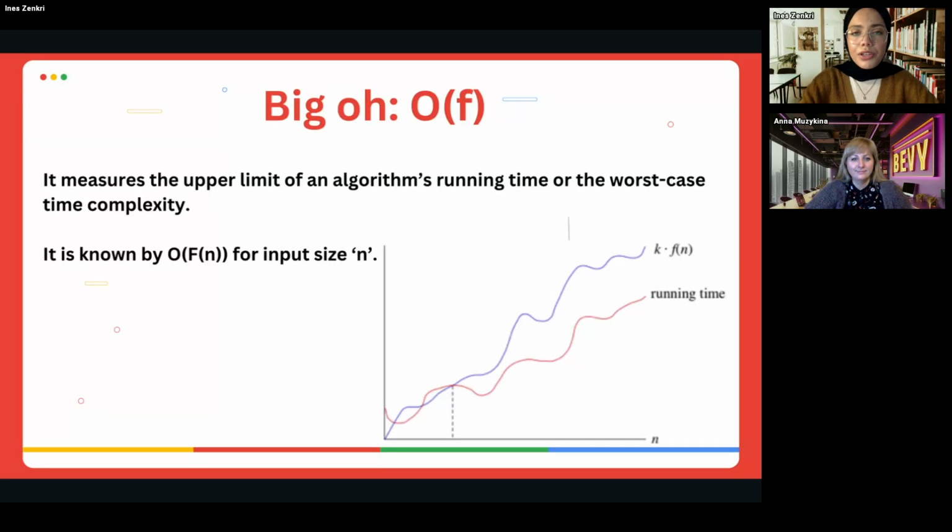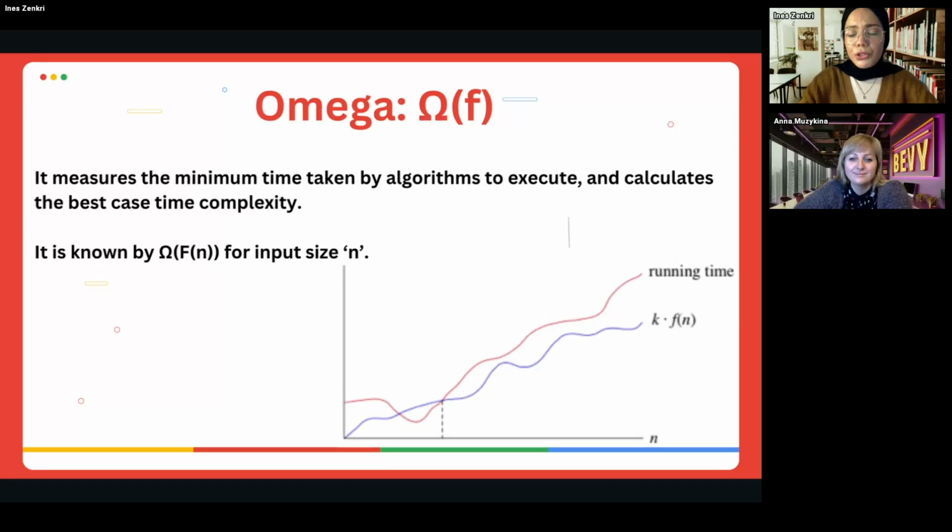The first one is the big O notation, which measures the upper limit of an algorithm. It describes the worst-case scenario of this algorithm, and it's written as O(f(n)). So it's a function of n, and it describes how the runtime scales with the input size. Second, there is omega, which is kind of the opposite of big O, and it measures the minimum time taken by an algorithm to execute.